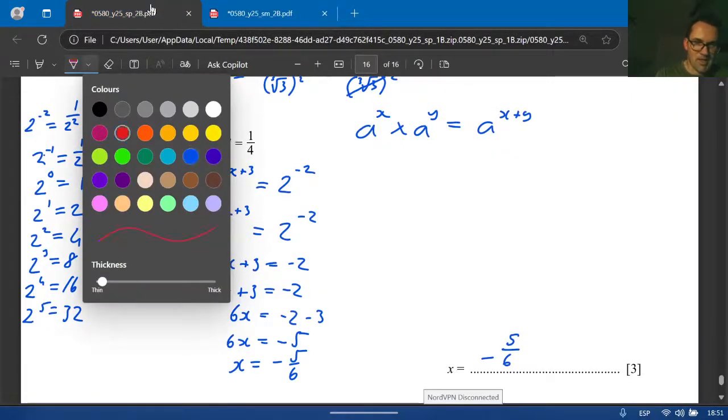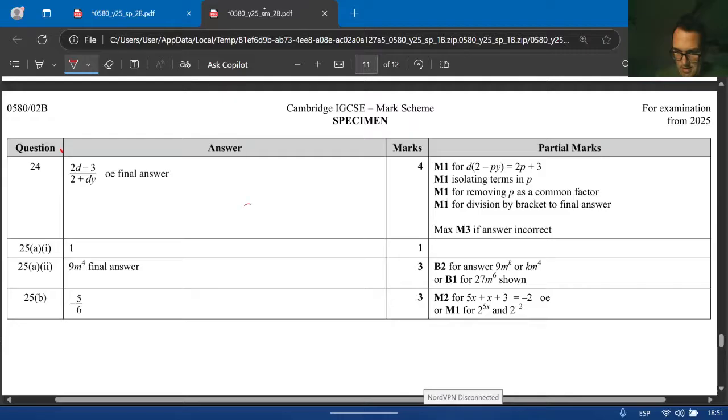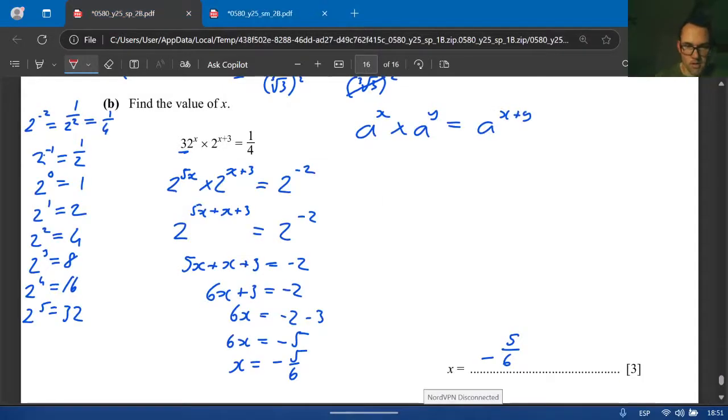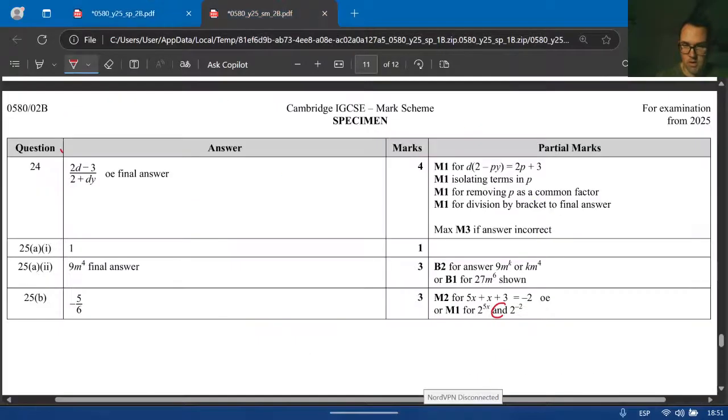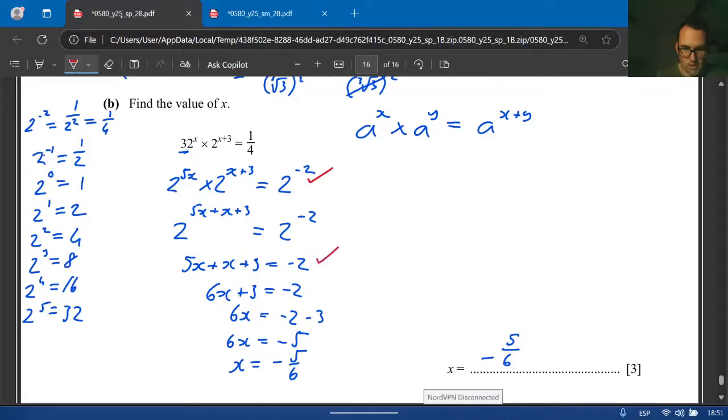I see they've got an 'and' there. So you need to have this and this for 1 mark. And then for this step, 1 mark. And the final answer. Bam.